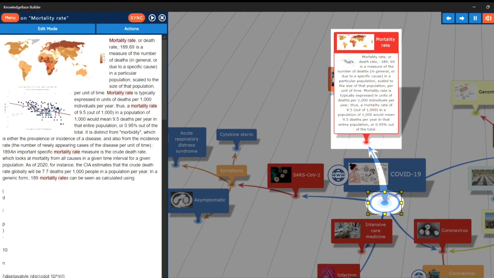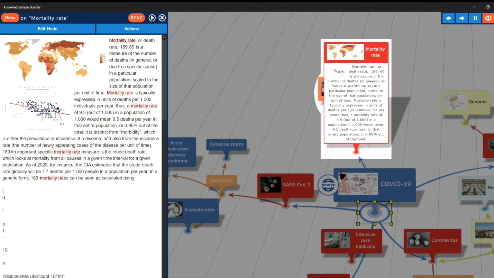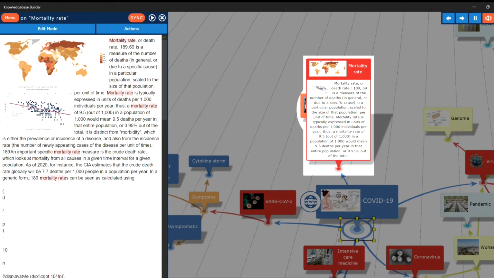Mortality rate. Mortality rate, or death rate, is a measure of the number of deaths, in general, or due to a specific cause, in a particular population, scaled to the size of that population, per unit of time. Mortality rate is typically expressed in units of deaths per 1,000 individuals per year. Thus, a mortality rate of 9.5 out of 1,000 in a population of 1,000 would mean 9.5 deaths per year in that entire population, or 0.95% out of the total. The topic, mortality rate, in overview.